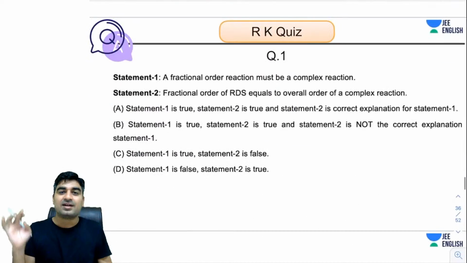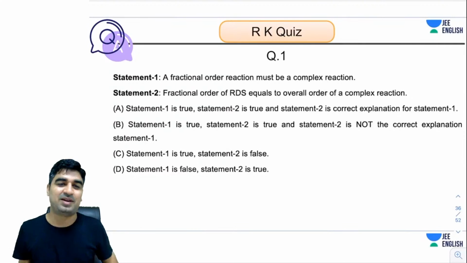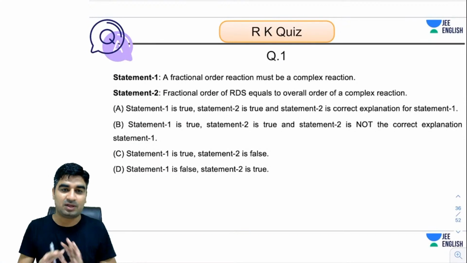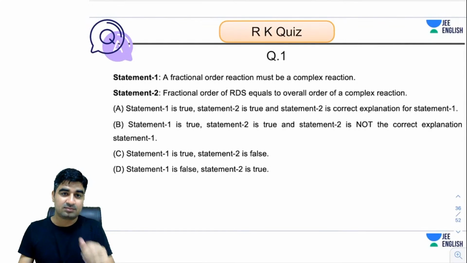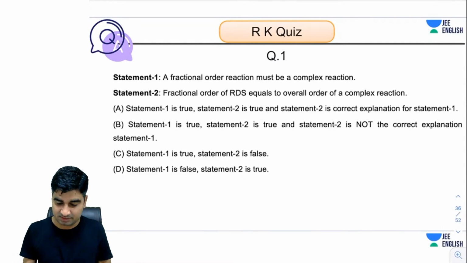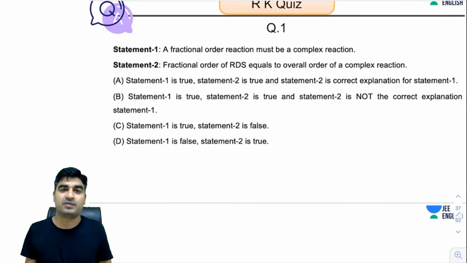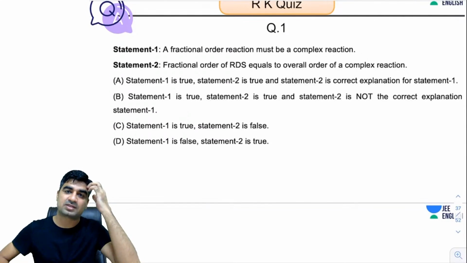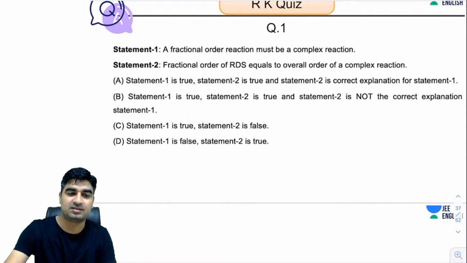So now it's time for a quiz. We have covered the whole concept. The whole topic is now over. So let's move to the quiz. Yes guys, question number 1 is on your screen. Just answer it, solve it. Fractional order must be a complex reaction. Just tell me. Yes, I'm waiting for your answer. Quick, quick. It's very easy.